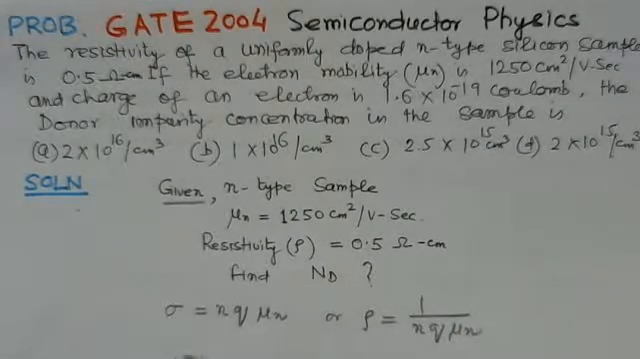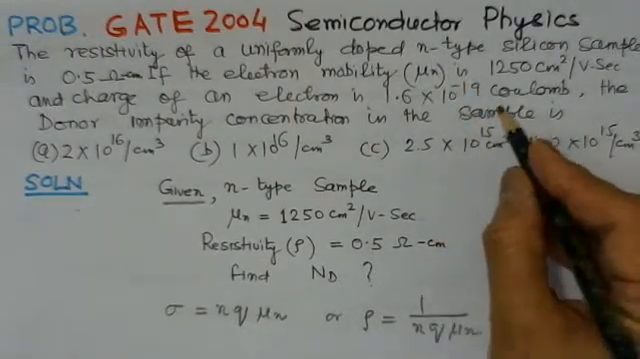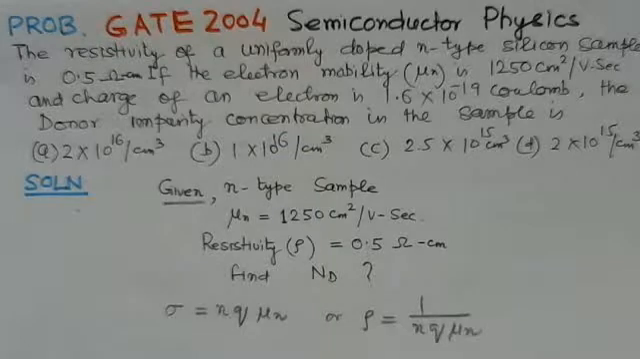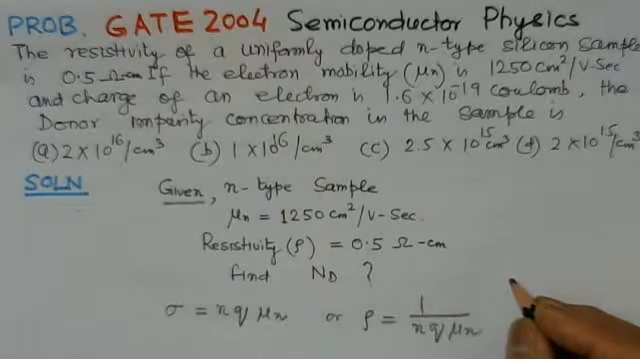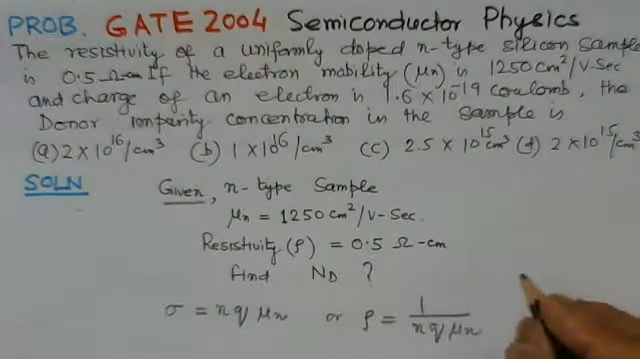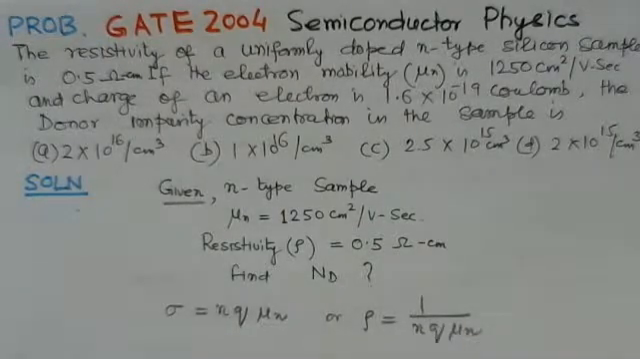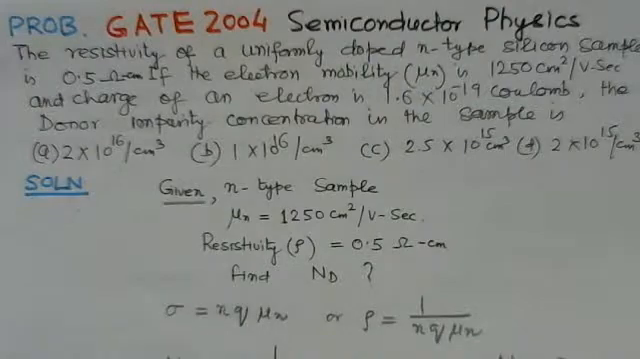Now we assume here, since the semiconductor is of N-type, that all the donor impurities have been ionized. That means the value for ND equals N, the concentration N. By substituting the value of N here, we can find the value for ND, which would be 1 over Q mu(n) rho, the resistivity. You can substitute the values here.